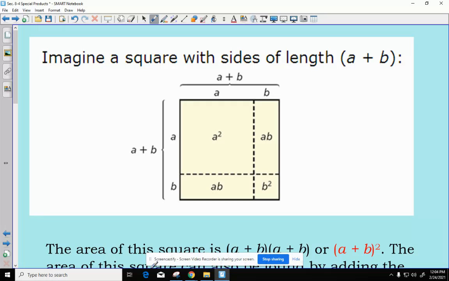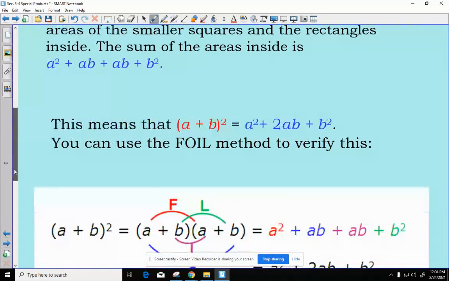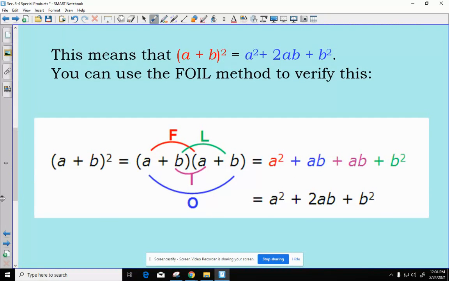That form will always be what my answer looks like when it starts with sides that look something like this, a plus b over here. Okay? And so by definition, that is called a perfect square trinomial. And if I thought about foiling it, that would kind of be the process that I get. Right?